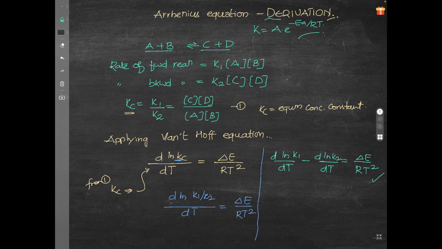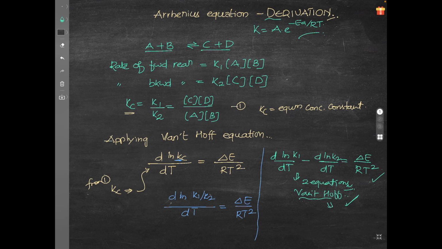Van 't Hoff says this equation can be split into two equations, that I will write on another page. According to Van 't Hoff, you can split the equation d ln k1 by dT minus d ln k2 by dT is equal to delta E by RT square into two. This is given by Mr. Van 't Hoff. Very simple. It is to be continued.